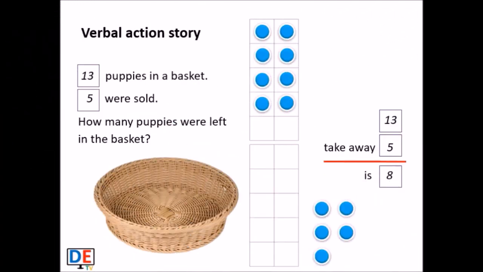Record the story and answer as an algorithm. For example, 13 take away 5 is 8. The answer must be 8 because 8 and 5 is 13. This makes the link from subtraction back to addition.